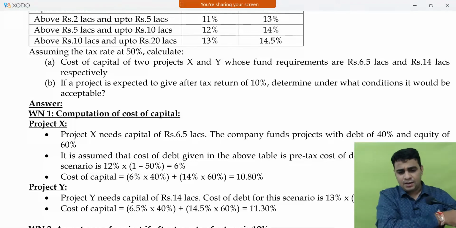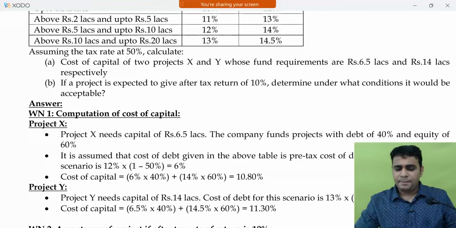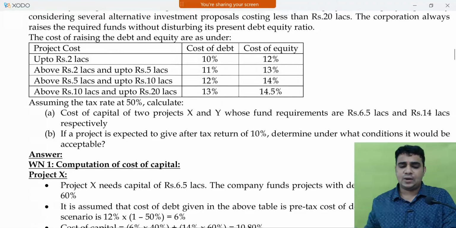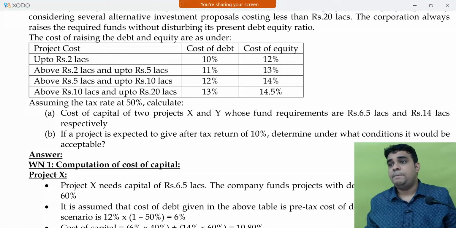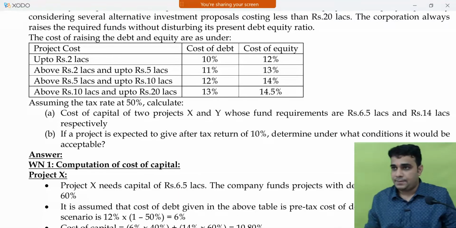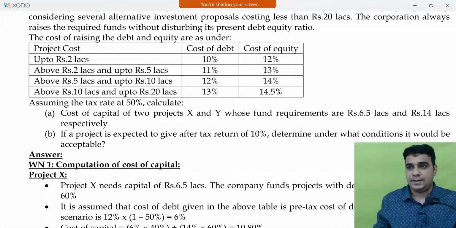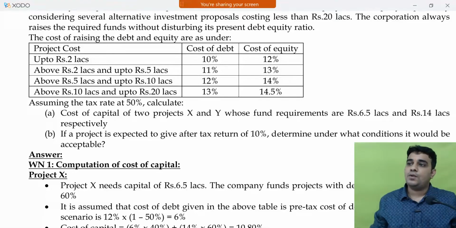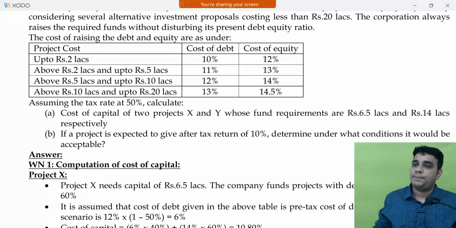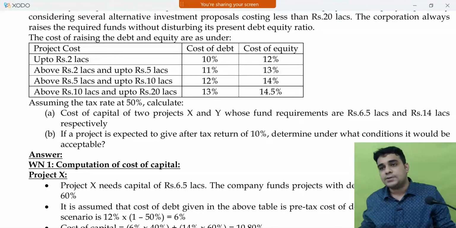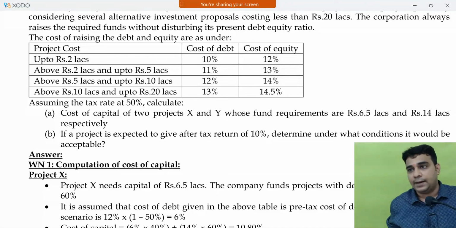Okay, now my WACC can also change based on the amount of capital I am raising. If I ask somebody for a 2 lakh loan, he may give me at a lower rate of interest. But if I ask for a 20 lakh loan, he may increase the rate of interest. The reason is simple. A 2 lakh loan, I have the ability to repay. A 20 lakh loan, maybe he doubts my ability to repay because my income has to go up significantly if I have to repay a higher amount of loan.